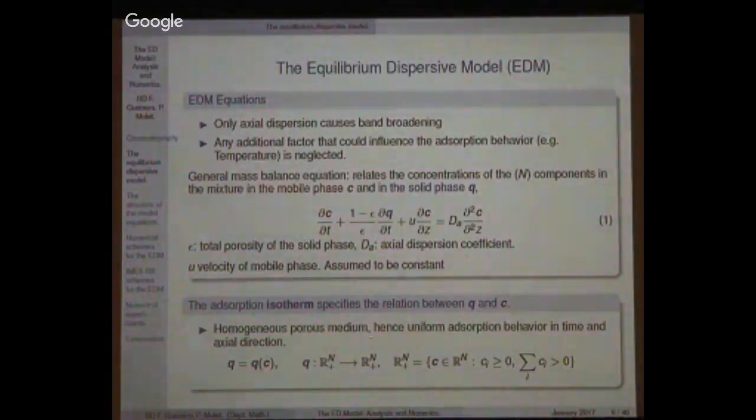Now, the key thing here is the absorption isotherm, okay? So if you have a homogeneous porous medium, you have a uniform absorption behavior in time and axial direction, and then you can express this relation, this absorption isotherm, as purely a function of, so this states that the concentrations in the stationary phase are a function of the concentrations in the mobile phase alone, okay? And this function, its natural domain of definition is R^n, where at least one concentration is non-zero, okay?